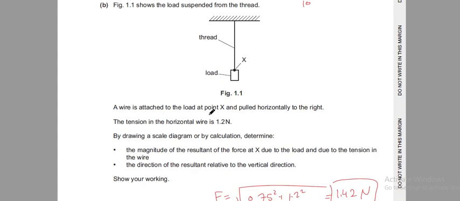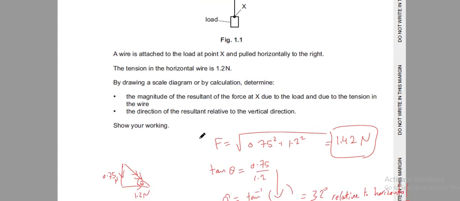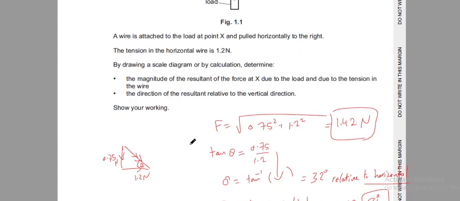A wire is attached to the load at X and pulled horizontally to the right. Tension is given. By drawing or calculation, find the magnitude of the resultant force at X and its direction. We'll use the Pythagoras theorem, where the resultant force F is the vector that closes the triangle formed by the weight downward and the tension to the right.